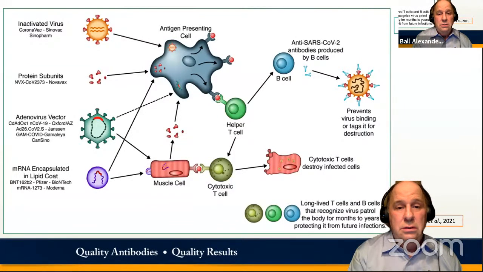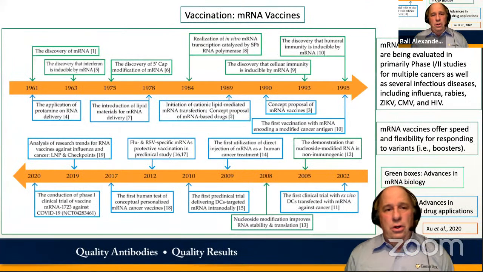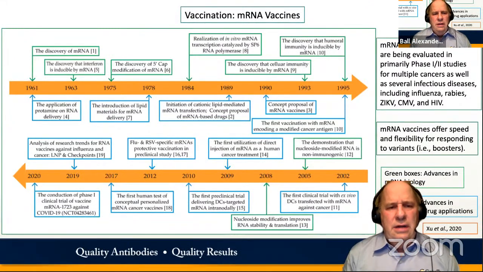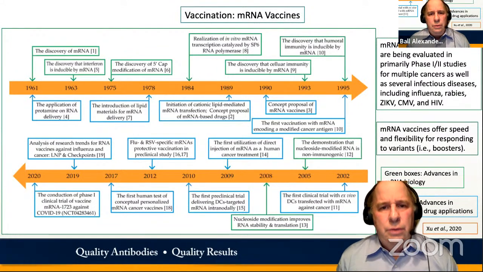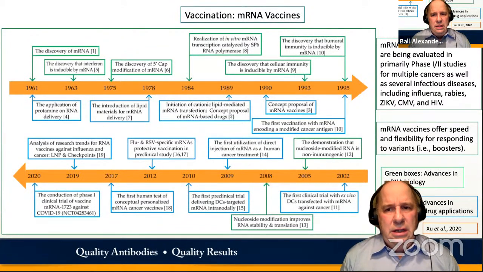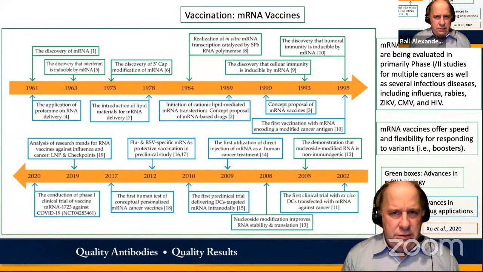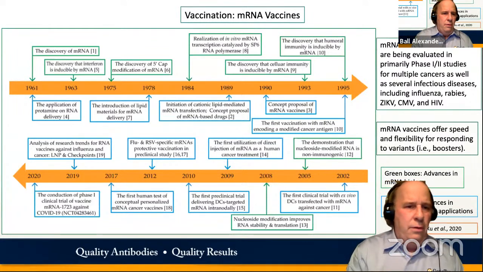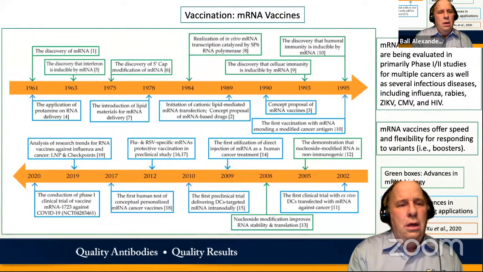protecting from future infections and, hopefully, protection from variants. So what I wanted to show you very quickly is, I think, a real testament to the importance of biomedical research, and that is how quickly the technology for mRNA vaccines has transpired, all the way from the discovery of mRNA in 1961 to the present time. So the green boxes show key advances in either mRNA biology or how it's been developed to be used as vaccines.